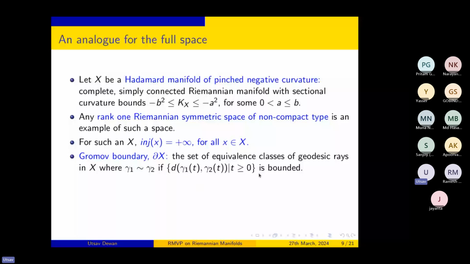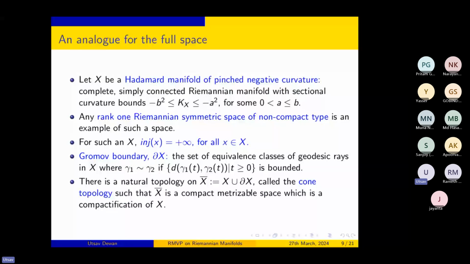And when these two geodesics are equivalent, you look at the equivalence class of such geodesic rays, and you get the notion of the Gromov boundary. And of course, one would like to have a nice topology on the space attached to this boundary. So there is a natural topology on X closure, X union its Gromov boundary, called the cone topology, such that it makes X closure into a compact metrizable space, which is a compactification of X.